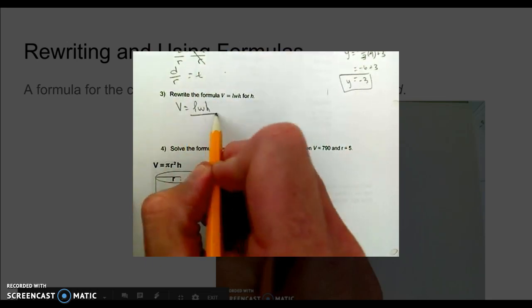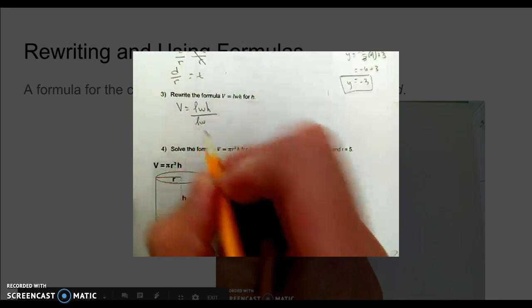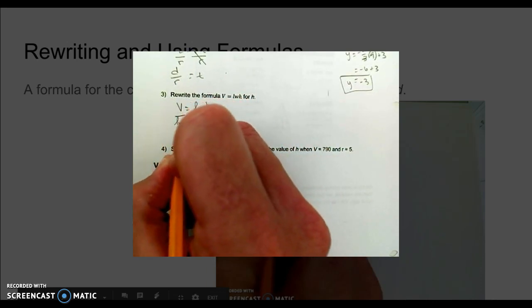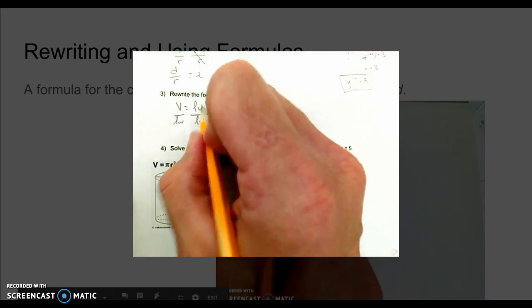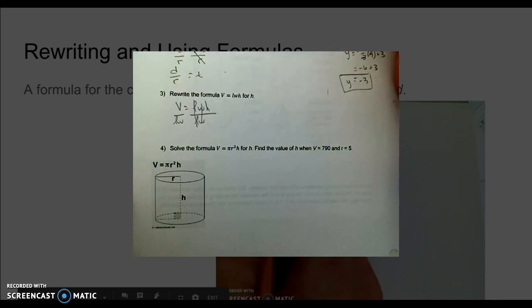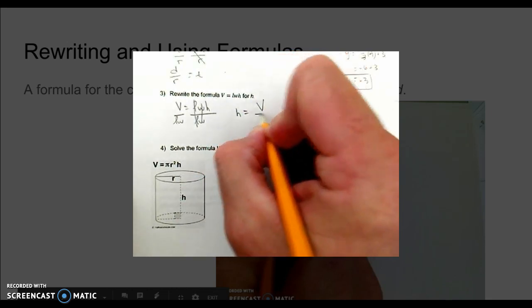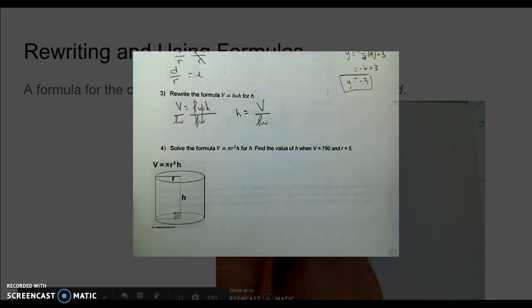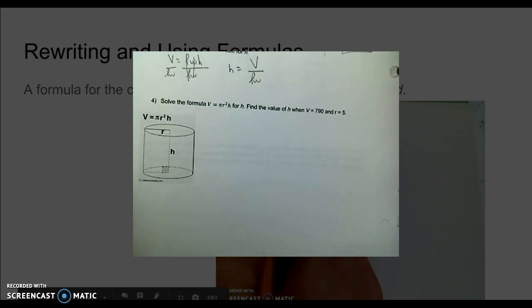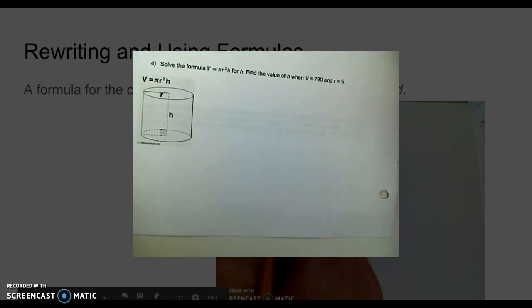So I'm trying to solve for h, and I can see that that means I need to divide out by the length and the width. So length divided by length is 1, width divided by width is 1. That gives just the height on the right-hand side. So the volume divided by the length and the width gives us the height.